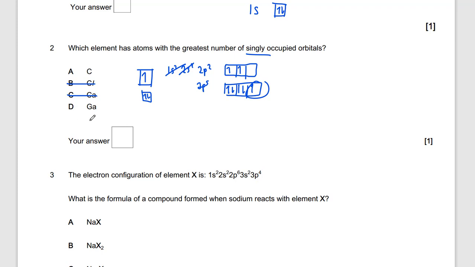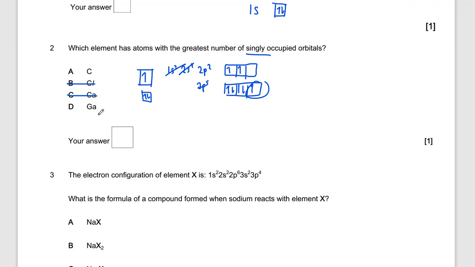And D, again, they give you gallium. Now, gallium's got 31 electrons. Does it matter? No. And it doesn't matter because the outermost electron is in the 4p. Everything else is full, so even the 3d, which includes the transition elements, we don't care about it. It's full, so we don't need to worry about it.